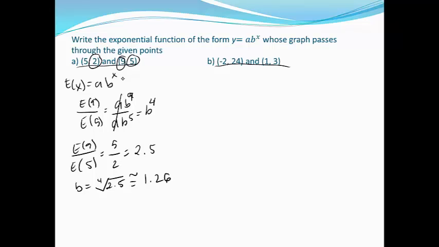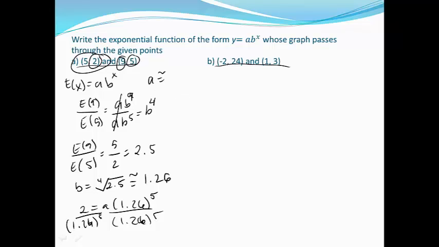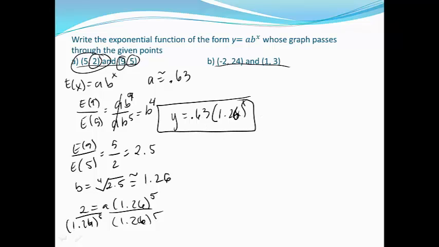And then I need to solve for a because I'm not given an x value of 0. So I'll pick 5, 2. I have 2 as my output value. 2 equals a times 1.26 to the 5th power, so a is 2 divided by 1.26 to the 5th power. Plugging that in my calculator, I get a is approximately 0.63. So this function is 0.63 times 1.26, oops, got ahead of myself, to the x. I need to learn to write smaller.